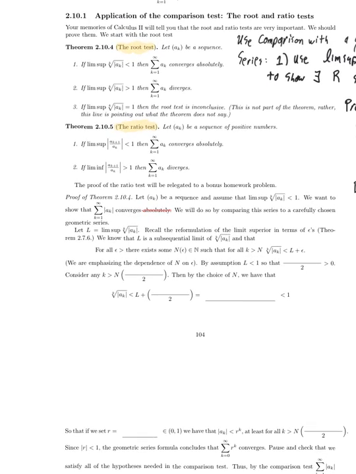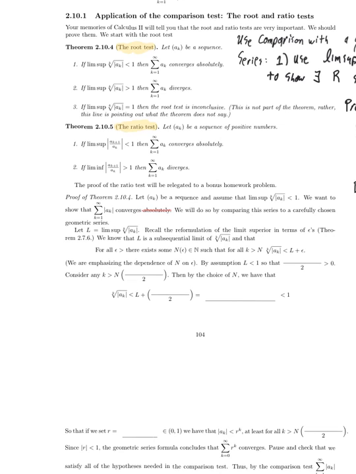As alluded to in that sketch of proof off to the side, we will do so by comparing the series to a carefully chosen geometric series. So I need to manage to pull that off. So let's try to do it. So we'll just use what we know about lim sup. So let's let L be the limit superior of the kth root of the absolute value of a_k.